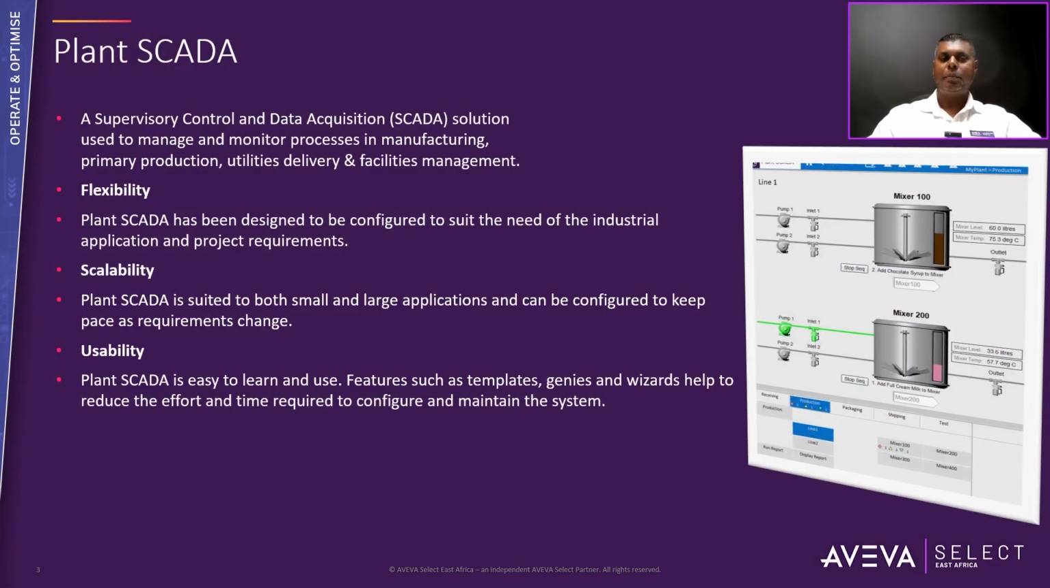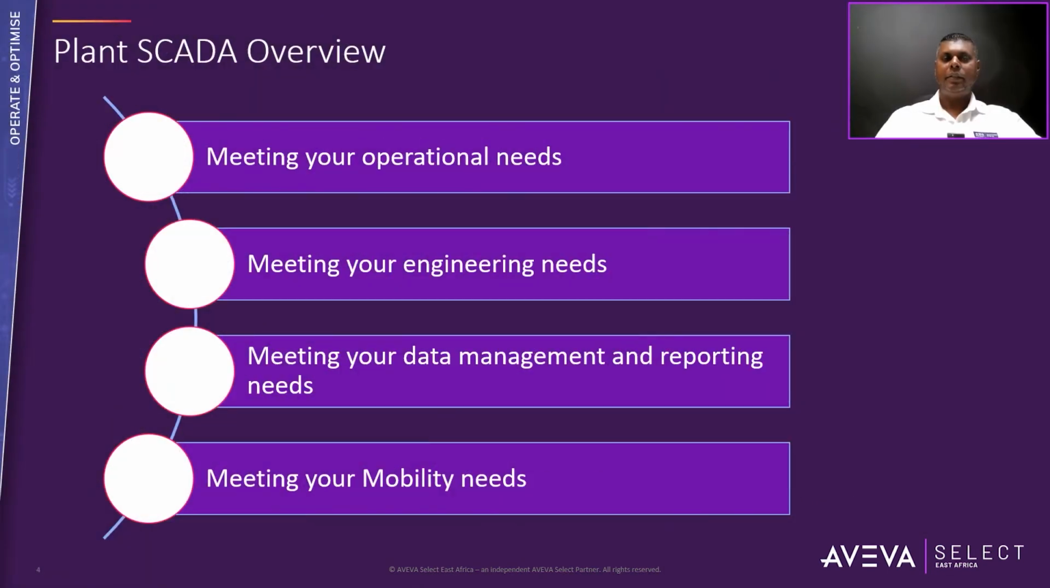Plant SCADA is a supervisory control and data acquisition SCADA solution used to manage and monitor processes in manufacturing, primary production, utilities delivery, and facilities management. Plant SCADA has been designed to be configured to suit the need of industrial application and project requirements. It is suited to both small and large applications and can be configured to keep pace as requirements change. Plant SCADA is easy to learn and use. Features such as templates, genies, and wizards help to reduce the effort and time required to configure and maintain the system. On this slide and the next few slides, we look at some of the benefits of Plant SCADA.